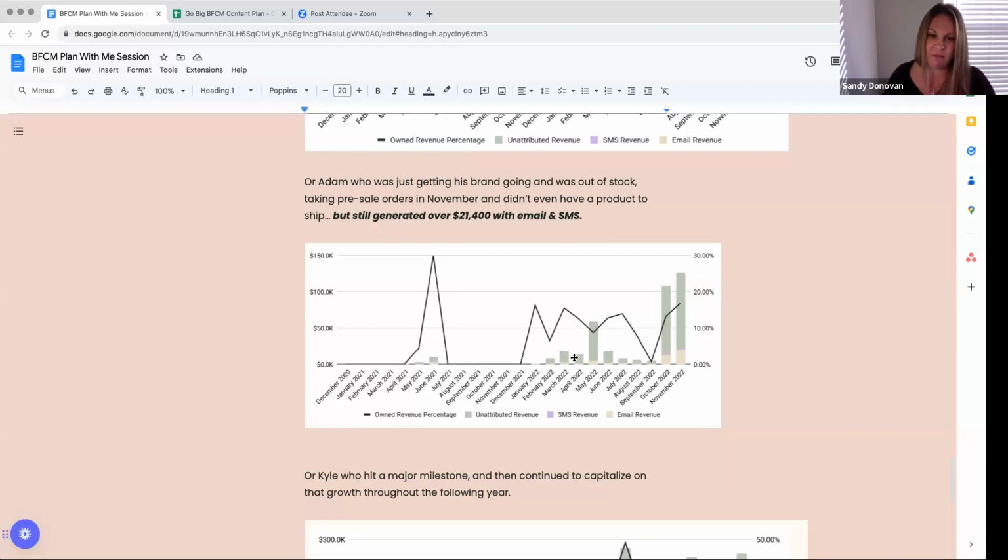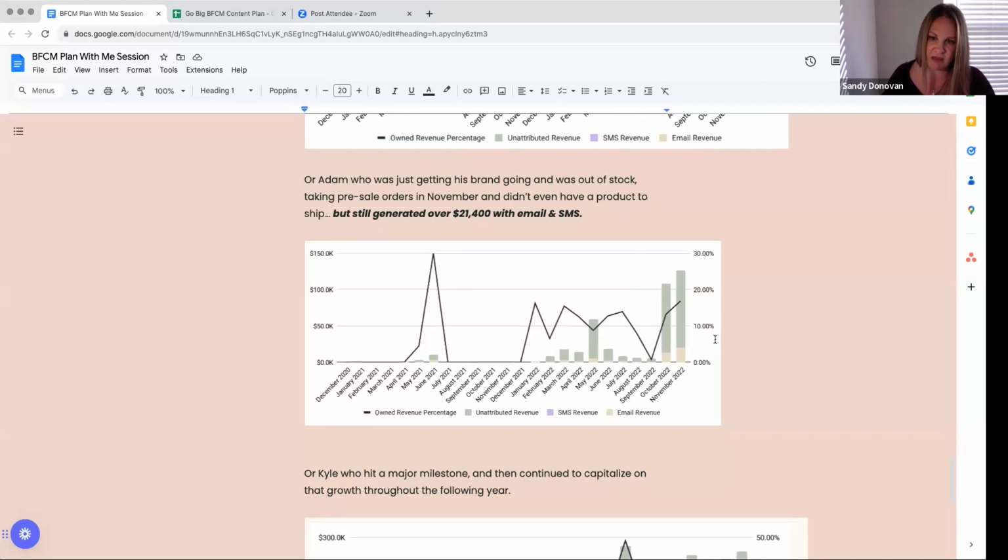He went from a baseline way down here to quite a bit over 100,000 in November. And again, now email looks like a smaller portion of this. It was about 20% at 21,000. And again, it was more than his total sales for a majority of the year, just in email and SMS.